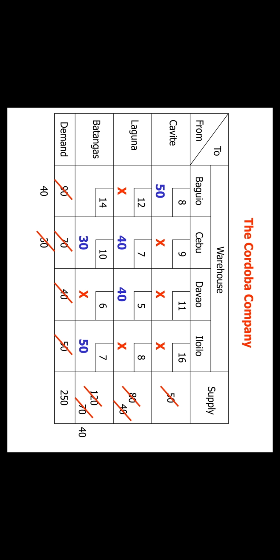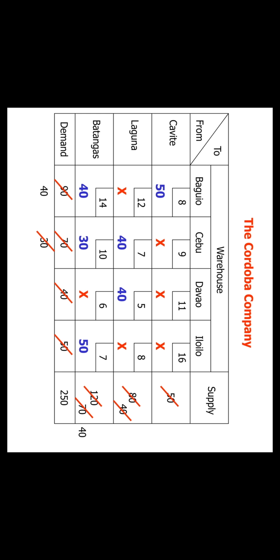And since our assumption in this example is where your total supply is equal to your total demand, then the last cell should be able to satisfy both the remaining supply and demand values, which in this case is equal to your 40. So this is now the shipping pattern generated using the row minimum method.